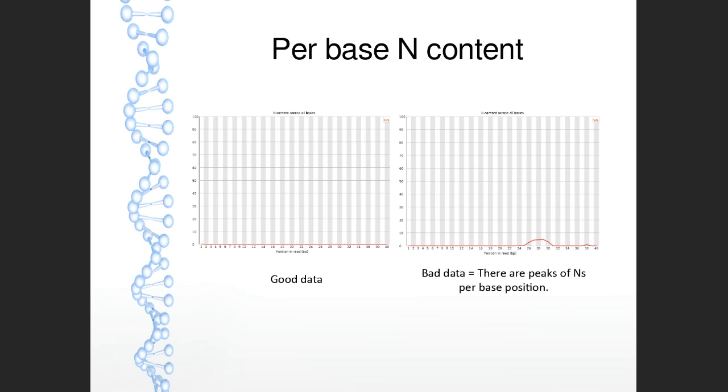Now we can quite simply trim these off as well. So hopefully we should be able to sort out any abundance of N's within our reads in our filtering and trimming step.